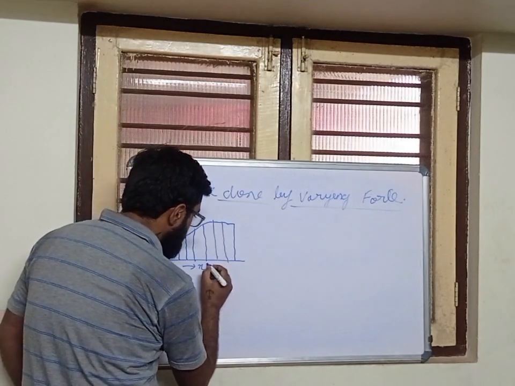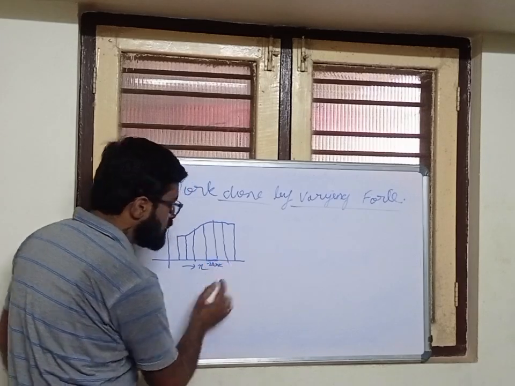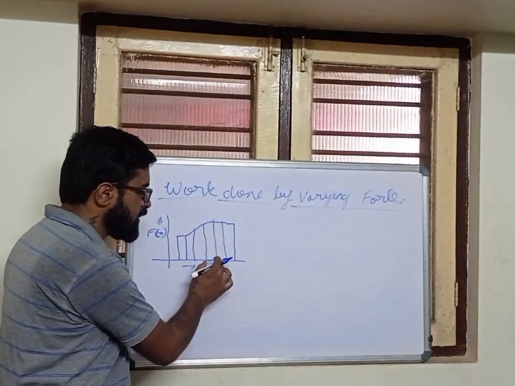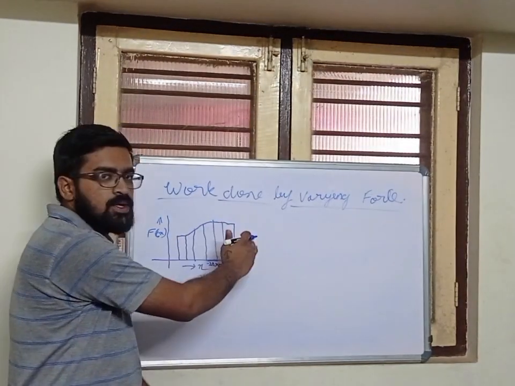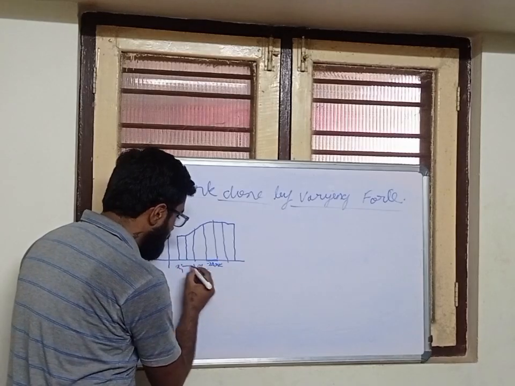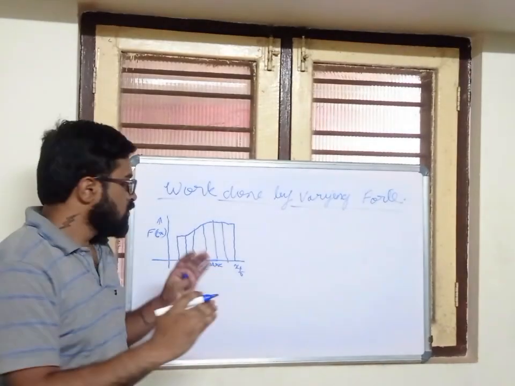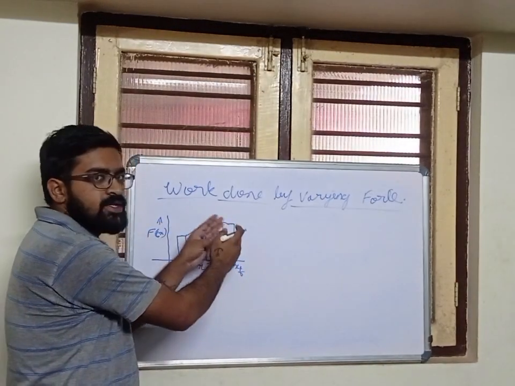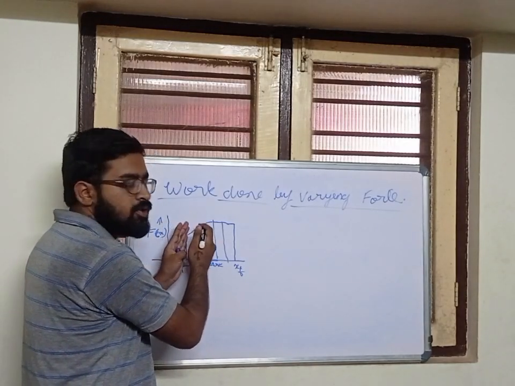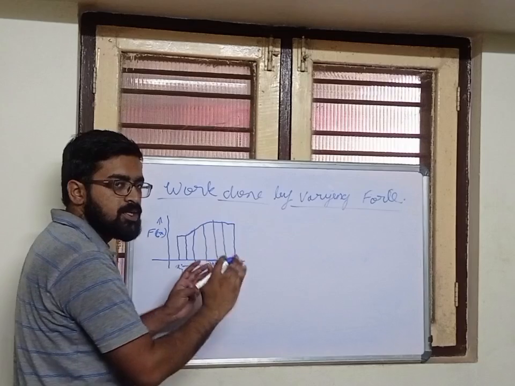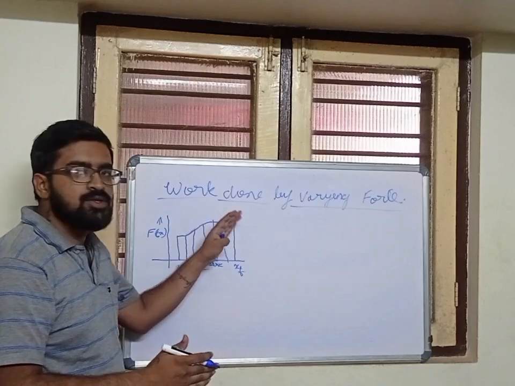So this area is delta x, a small region. It is so small that the force remains constant over this interval. This is the starting point xi, and this is xf. From xi to xf, the force remains constant over small intervals, not the whole. If you take this, your force is constant. If you take this one, the force remains constant, because there is a small difference in the force. So therefore the force remains constant.